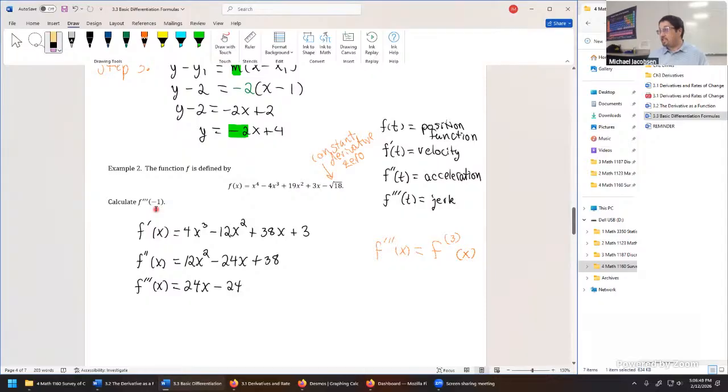What we wanted was the output at negative 1 to the third order derivative. And here it is. We can say dot, dot, dot for a fancy way of saying therefore. Third order derivative evaluated at the constant negative 1 is, put a negative 1 there. That's 24 times negative 1 minus 24. So negative 48 altogether.